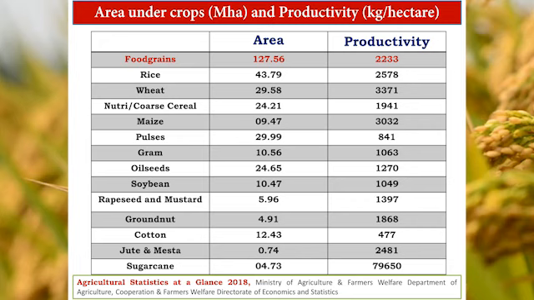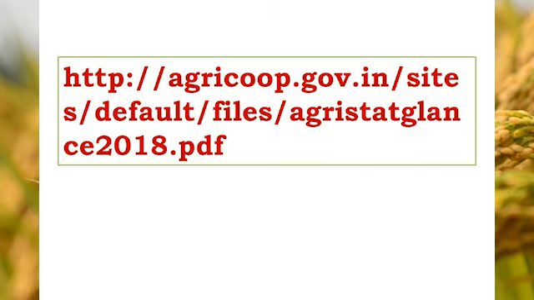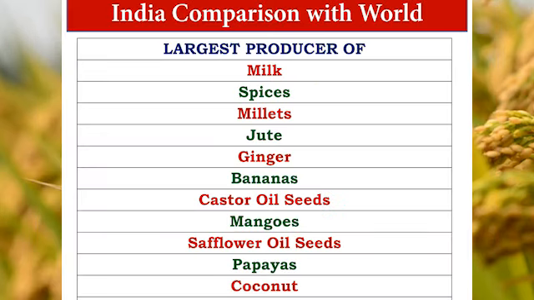Now, if you want to collect data of all other crops also, this is the PDF from the Agriculture Cooperation Department, which you can download, and you can look at the data for other crops also. Now, this is the favorite area of the exam setters. They ask many questions from this area.